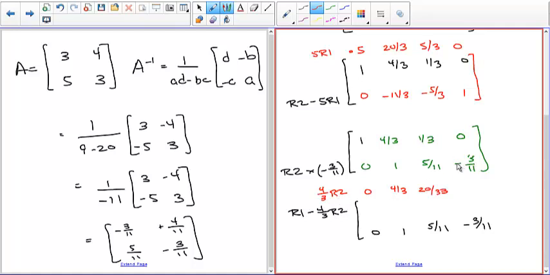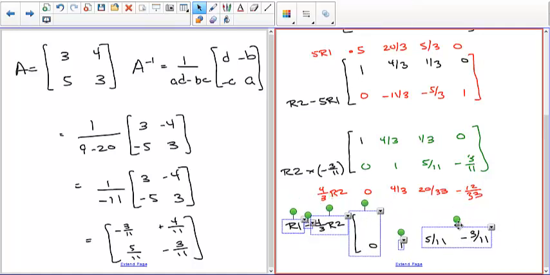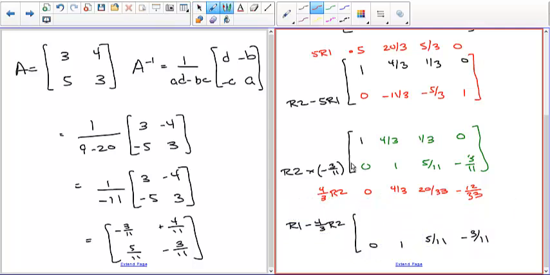Here we'll have 3 times 4 is 12, so we'll get negative 12 over 33. Let me just move this down a little bit. So we're going to take row 1 and subtract 4/3 times row 2. So you get 1 minus 0 is 1. 4/3 minus 4/3 is 0. 1/3 minus this. So what I need is to convert this to 30/3.